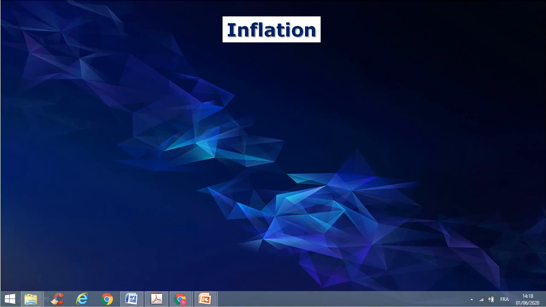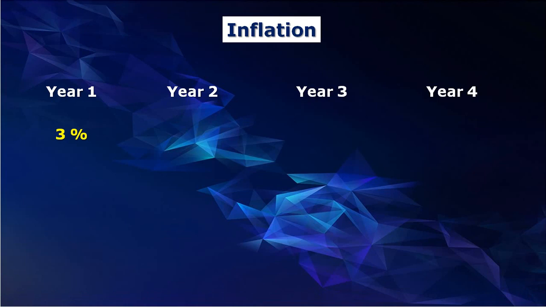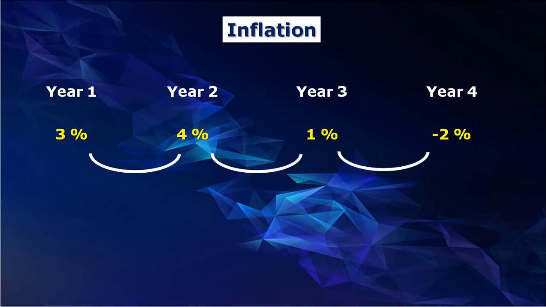So let's understand some key terms here when it comes to inflation. We have given 4 different years, Year 1, 2, 3, and 4, with dissimilar inflation rates: 3% for year 1, 4% for year 2, 1% for year 3, and minus 2% for year 4. Now let's understand what types of inflation are occurring in these years. If we look at year 2, the inflation rate is 4%. Prices rise faster in comparison to year 1, which was 3%. We call that rising inflation.